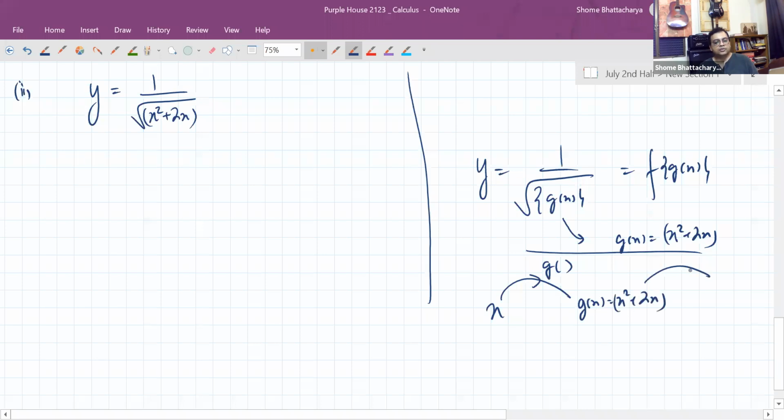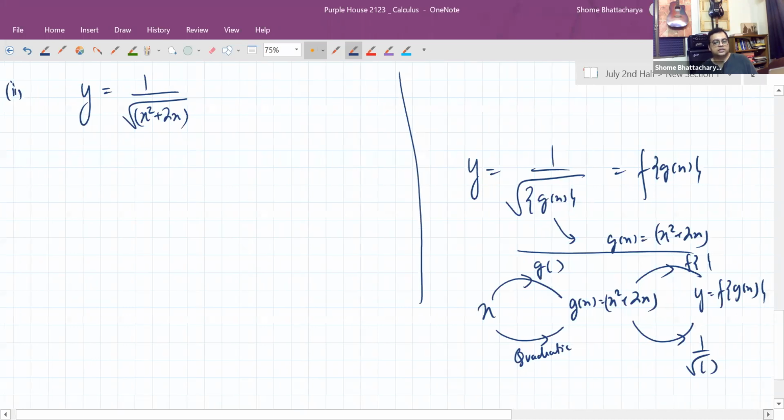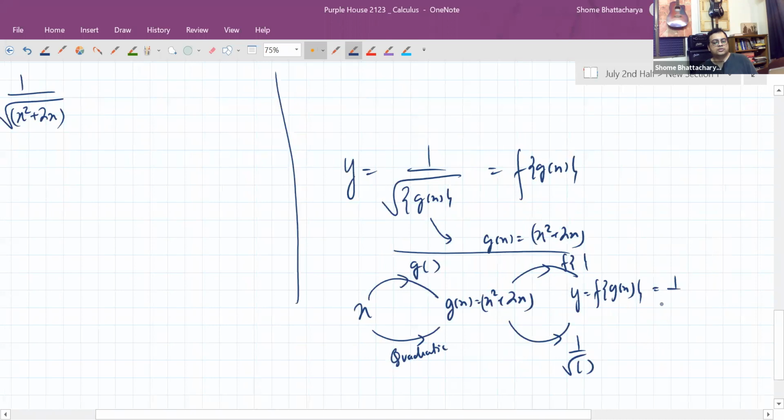On that you are operating f. So what is your first function? It is that quadratic function, x square plus 2x. And then on that you are operating f, so you get y as f of g of x. What is that f actually? That f is the function 1 upon square root. Operating that on g, you get 1 upon square root of g of x, and that is nothing but 1 upon square root of x square plus 2x.